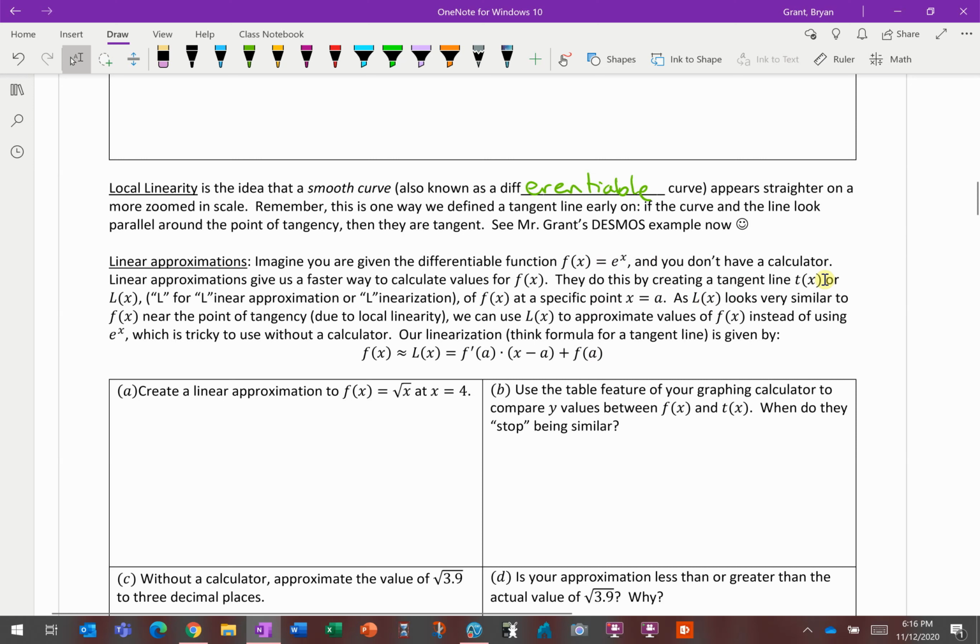And they do that by creating a tangent line, which we've always called t of x in the past, or sometimes you'll see these linear approximations called capital L of x, where they use L to stand for linear approximation or linearization of f of x at a specific point. Essentially what we're doing is we're saying e to the x seems intimidating, so we're going to create a line, which is very much not intimidating, and close to wherever our line is tangent, our line is pretty much the same as e to the x.